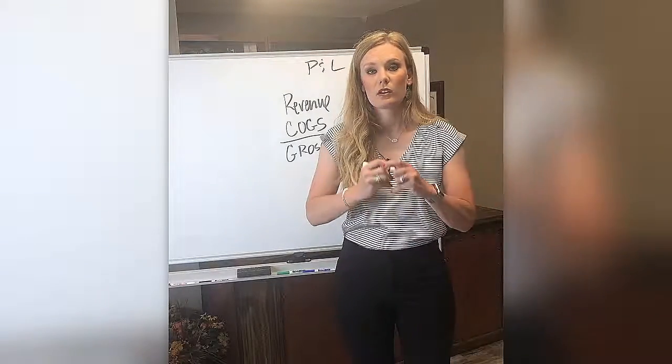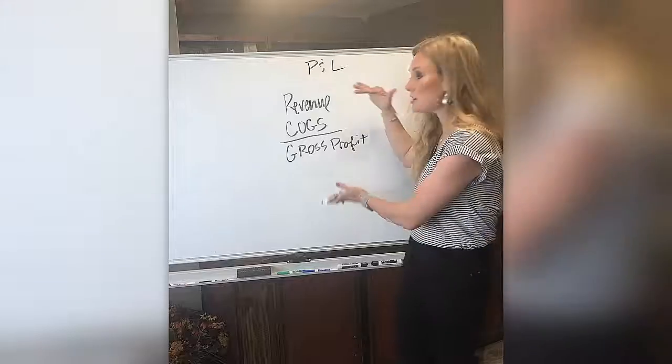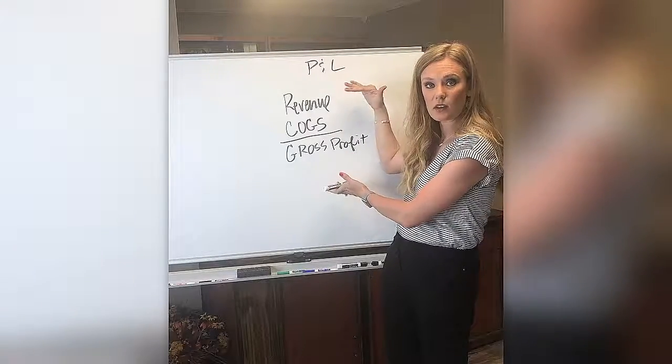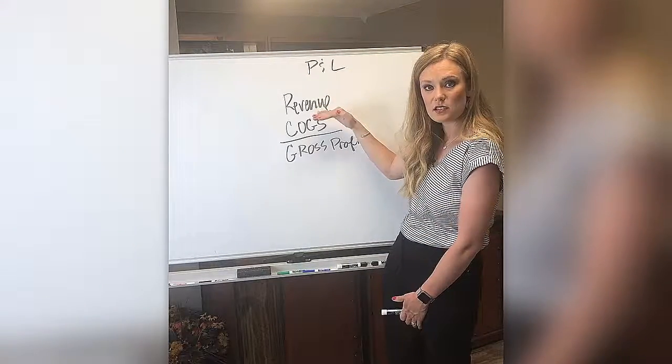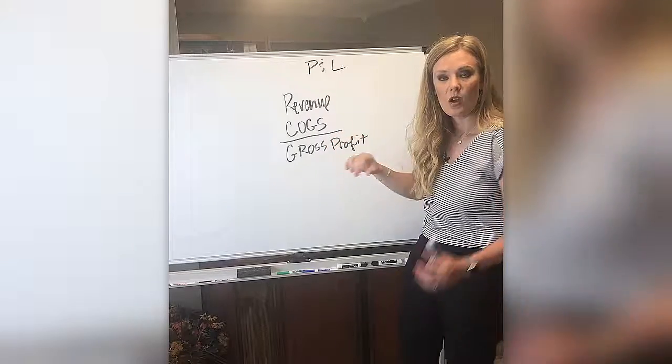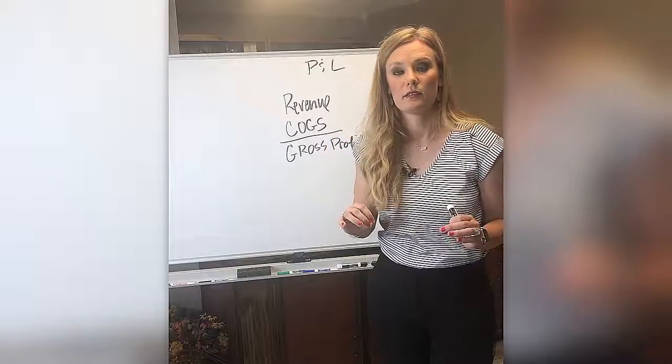Okay, we're going to stop right there. This is the first top section of our P&L, what it looks like. Revenue, cost of goods sold, gross profit. Why do we want to know that?